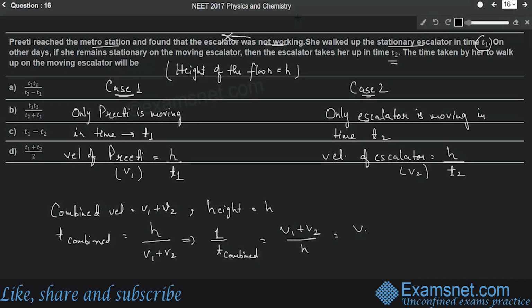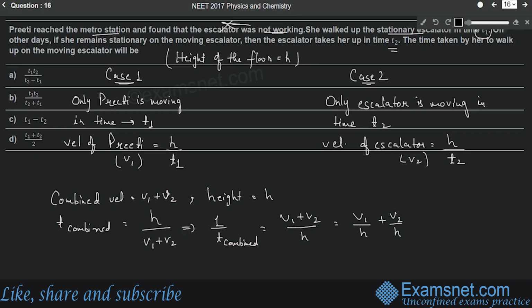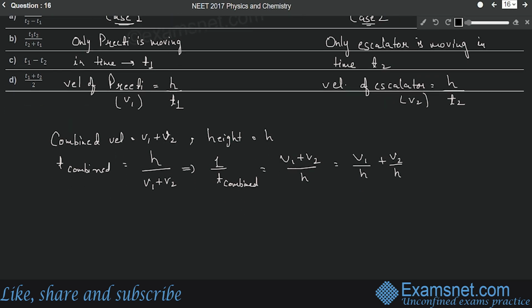So we can write it as v1 upon h plus v2 upon h, right? Now let's put the values of v1 and v2 that we had seen. So 1 by t combined is equal to v1 upon h. So v1 is equal to h upon t1, right? So h upon t1, and here there is h also. Now plus v2 upon h. So v2 is h upon t2, and then h is there.